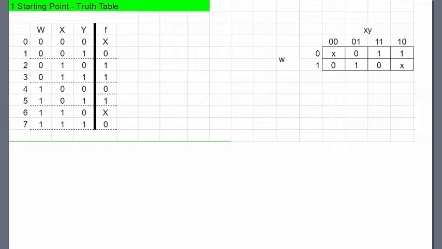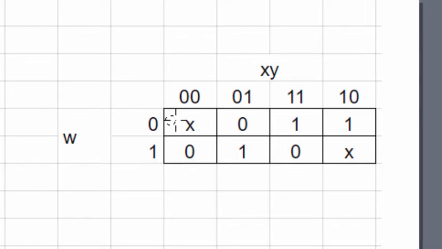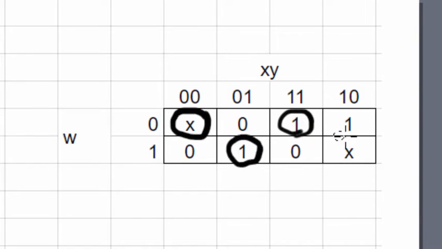And in both, our first decision is whether to look at the mini-terms or the maxi-terms. So let's choose to look at the mini-terms, or the ones. Over here in the Karnaugh map, we'll be looking at this don't care, this 1, this 1, this 1, and this don't care.